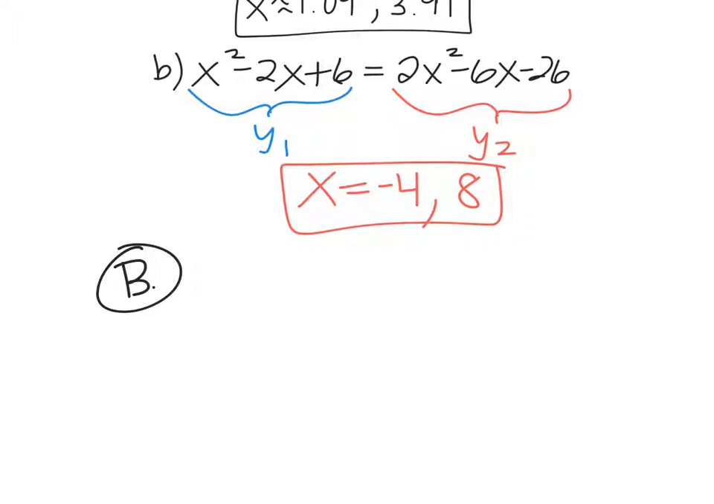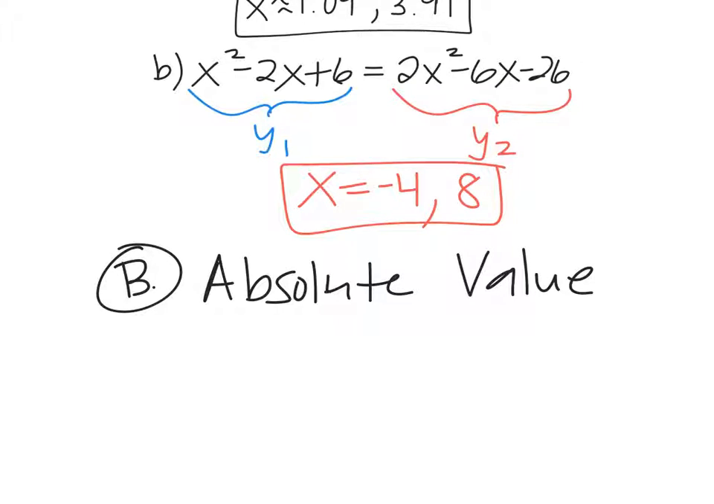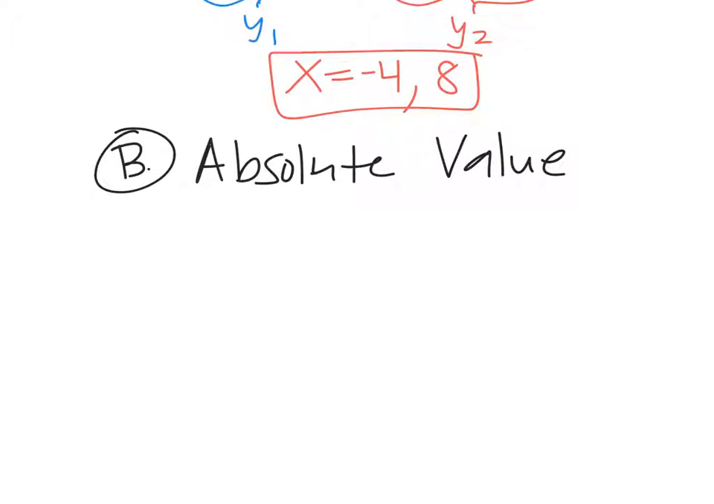All right, letter B. Let's do some absolute value equations. Now, you did these in Algebra 2, like in the first chapter, so you may not remember them, but they're going to make them a little bit harder. So here we go, number 2.